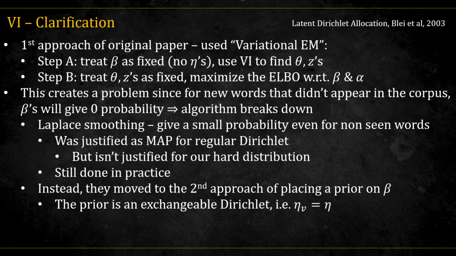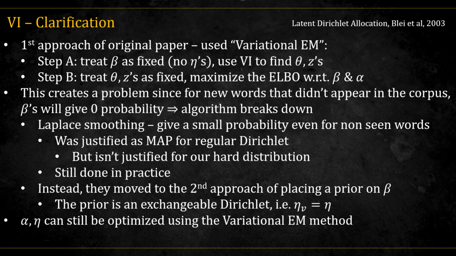What they decided to do instead is place a Dirichlet prior on the beta, which is how I defined the model in the first place. Also, in their derivation and most implementations, the eta parameters are equal. Alpha and eta can still be optimized by their variational EM approach, but I won't get into that in this video. If you're interested, you can read the relevant papers, which I will link in the description of the video.